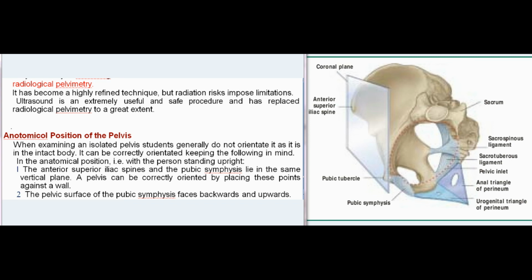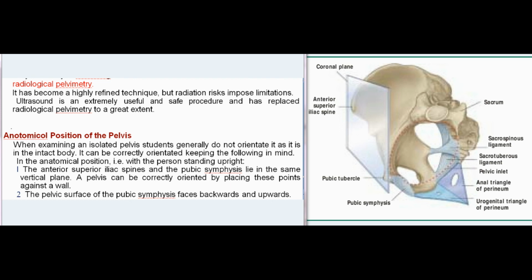Anatomical position of the pelvis. When examining an isolated pelvis, students generally do not orientate it as it is in the intact body. It can be correctly orientated keeping the following in mind. In the anatomical position, i.e. with the person standing upright, 1. The anterior superior iliac spines and the pubic symphysis lie in the same vertical plane. A pelvis can be correctly oriented by placing these points against a wall.